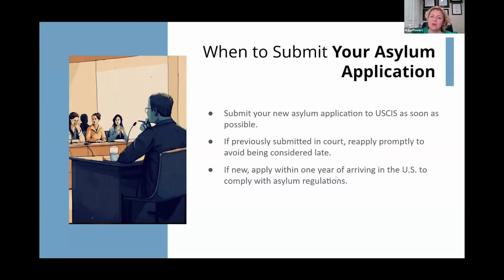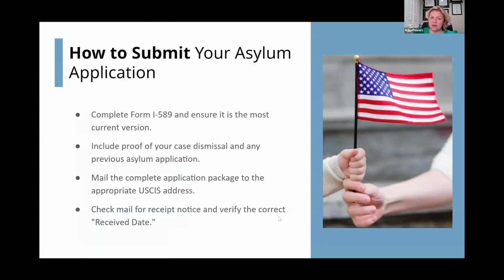Okay, so if you got your case dismissed in court and you want to apply anew for asylum, you would want to apply as soon as possible so there's not much of a lapse and you can show that it was reasonably filed and not considered late. And this also matters for how you file it. The rules are always changing, and for the most part, the last I checked, you can't apply online in certain circumstances. You'd have to file on paper, but they're always changing these things.